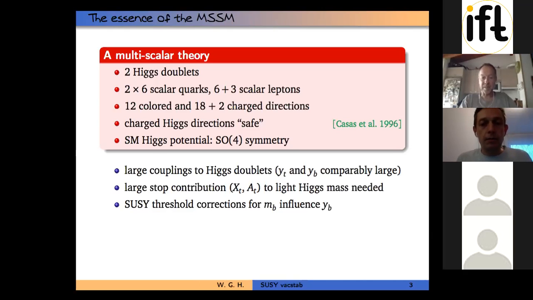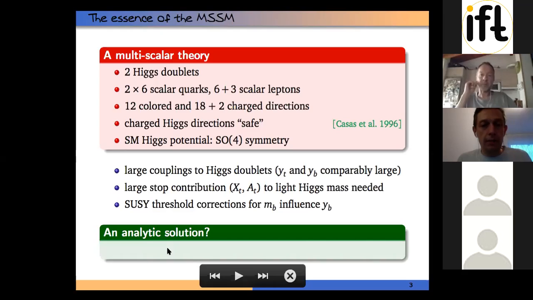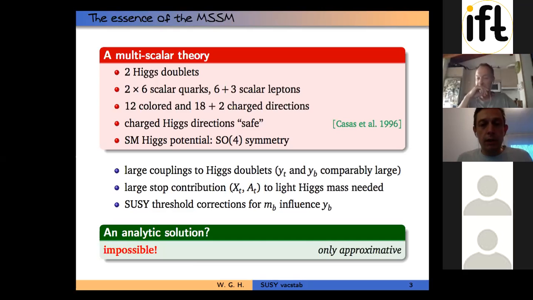And at the end, the main goal is to get reasonable constraints on these parameters from the lifetime of the electroweak vacuum, or even from stable vacuum, metastability analysis. So the question is, is there an analytic solution? Of course, it's not really possible, but you can try it approximately. You can also try it numerically.